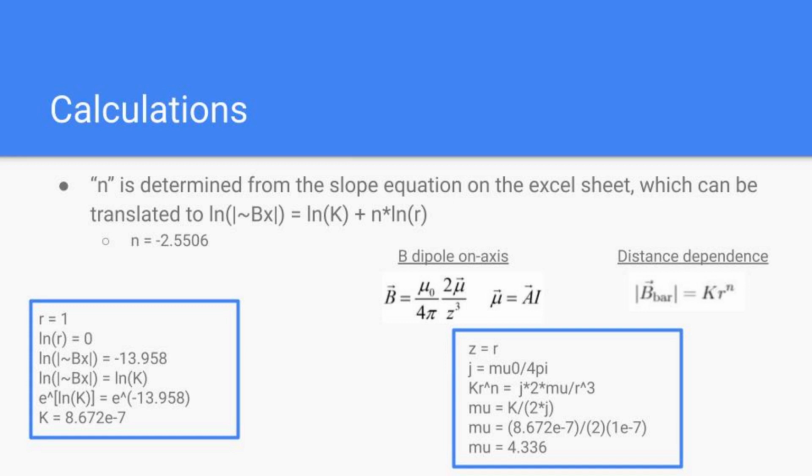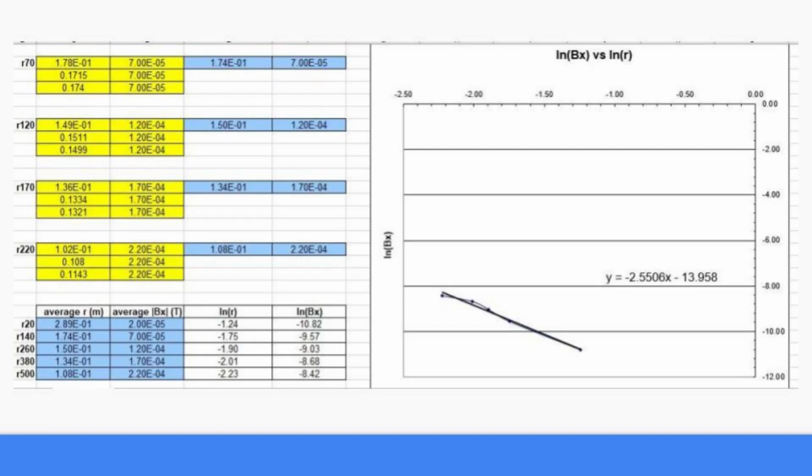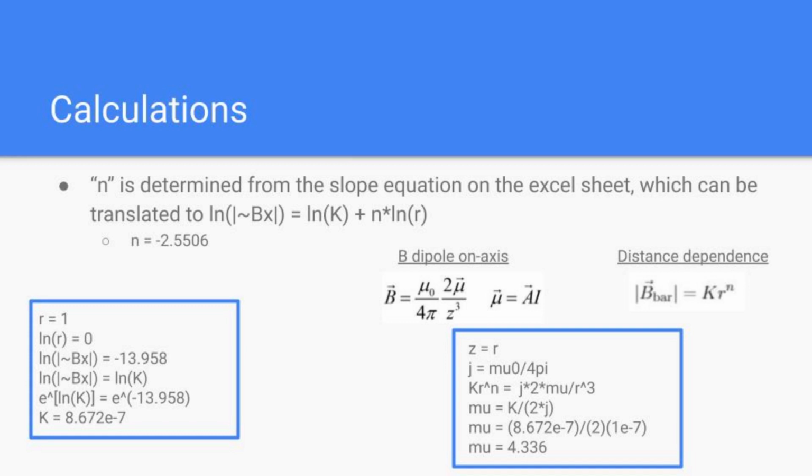Now to the calculations. We first want to determine the value of n from the slope equation on the Excel sheet, which can be translated to ln of Bx equals ln of k plus n times ln of r. This comes from the average distances we took at the select x components of the magnetic field, which creates a graph with the slope equation. N is found to be negative 2.5506.